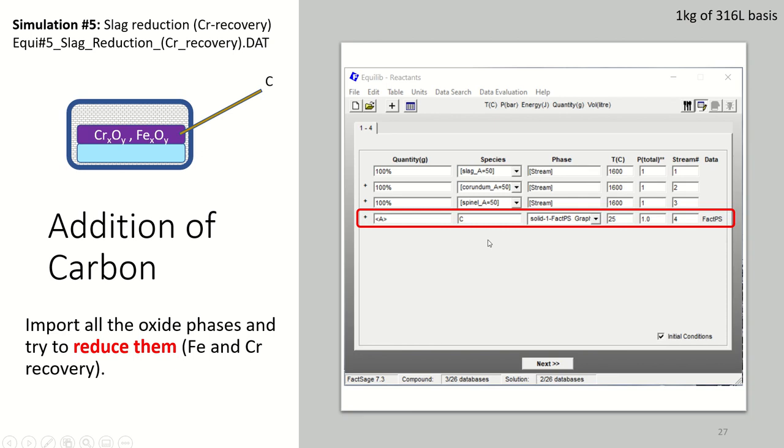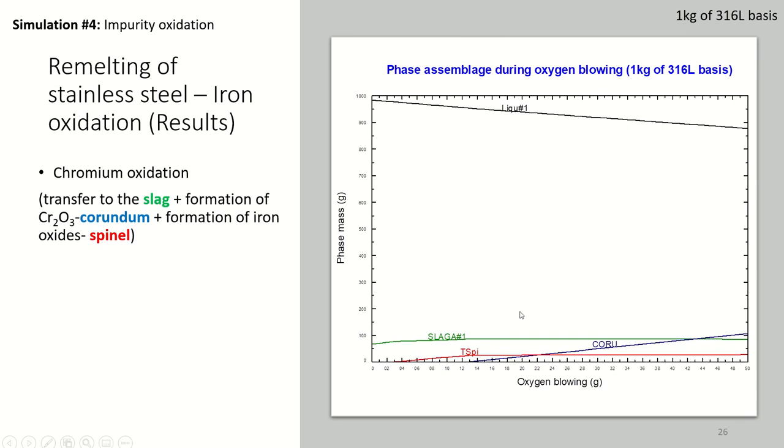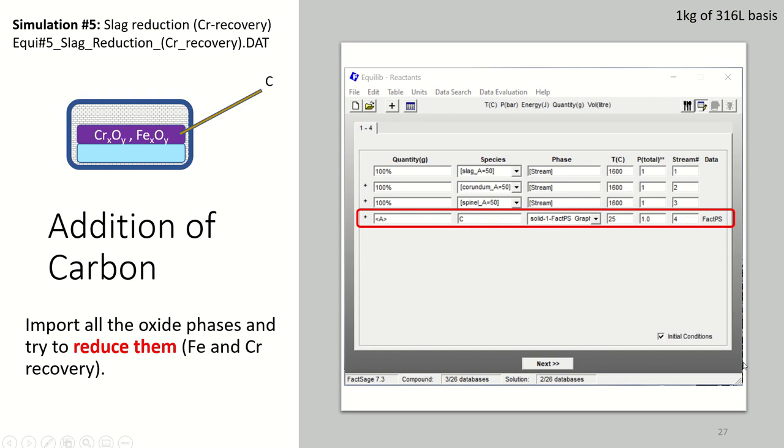Now we can move on to the next simulation where we will inject carbon into the slag phase to recover the iron and the chromium that we lost earlier. What I've done is I saved all of my phases at A equal to 50 from my last simulation. So these three phases at A equals to 50, when all of my oxygen has been blown, I imported them in a new equilibrium module and added solid carbon at 25 degrees with an alpha parameter.